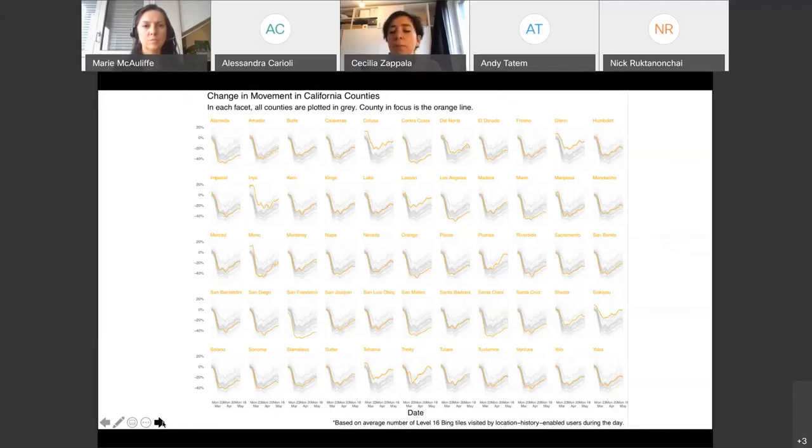And we define mobility as traveling across level 16 Bing tiles. This is a bit of a specific term. It is nothing other than a square, 0.6 kilometer by 0.6 kilometer. And so we detect how people move across those little squares. So before the pandemic, I could travel every day across maybe 10 or 15 of those tiles, because I would go to work, then I would go to have a drink with my friends, then I would go to pick up my daughter at school. So I would travel that number of tiles.